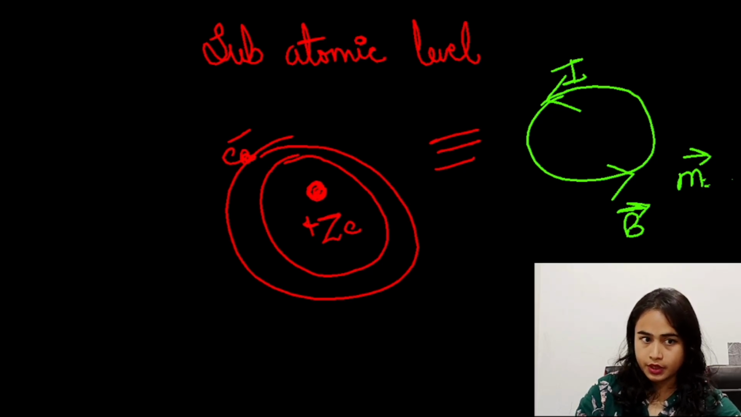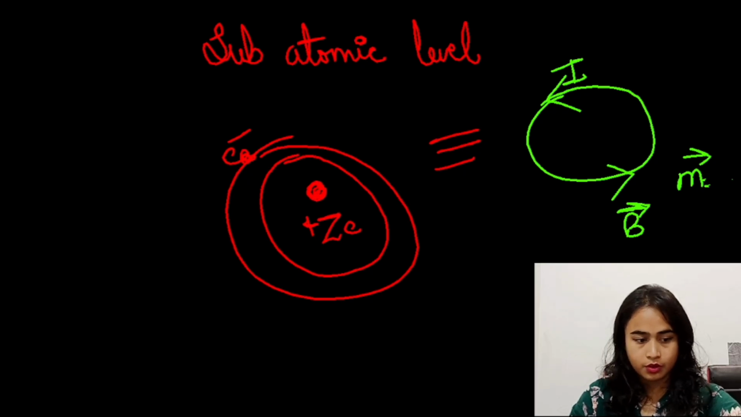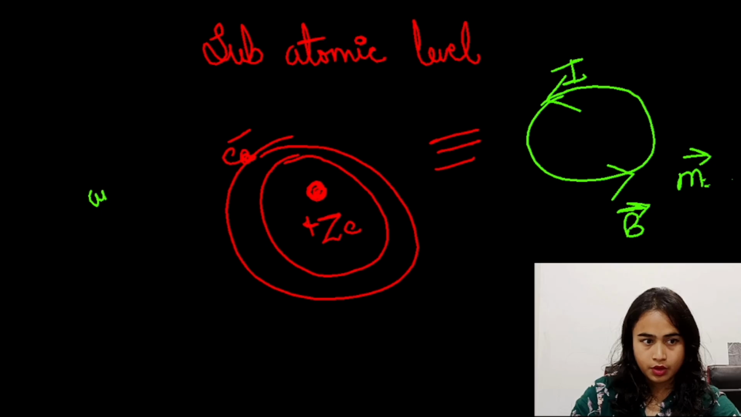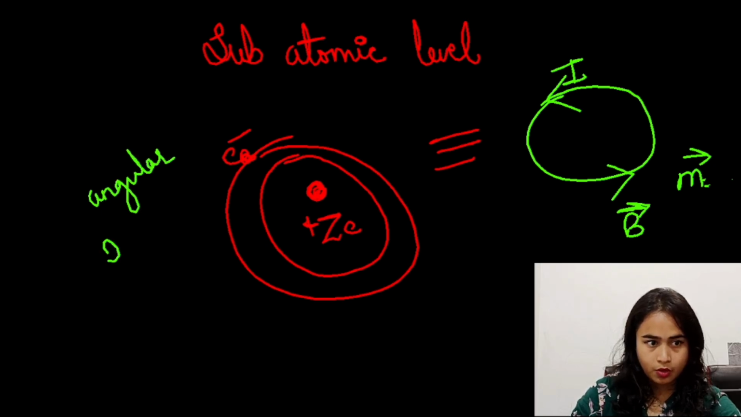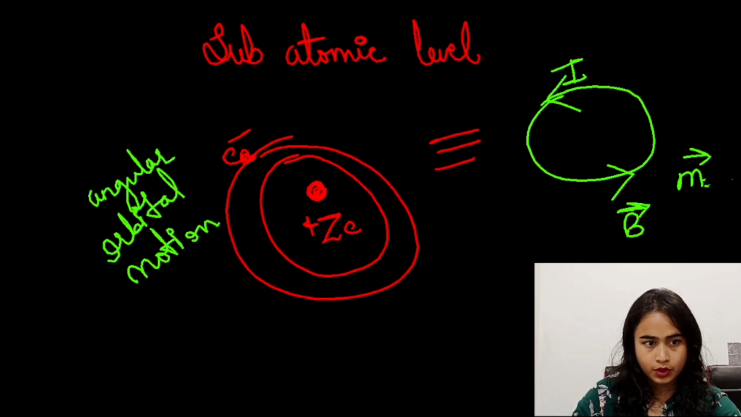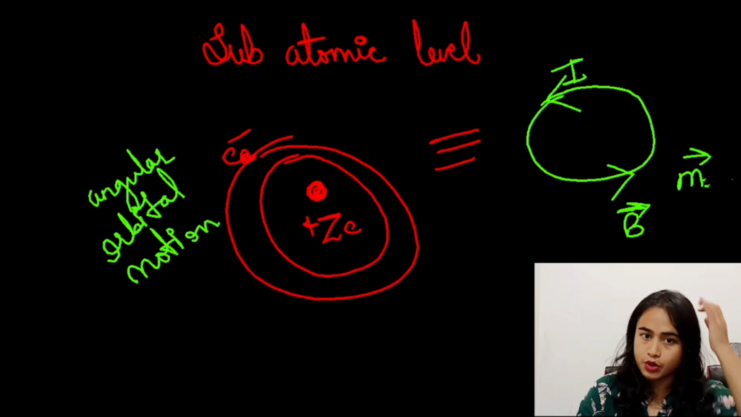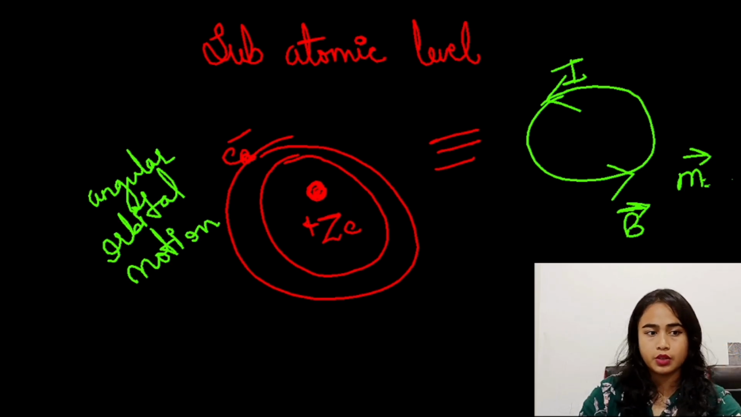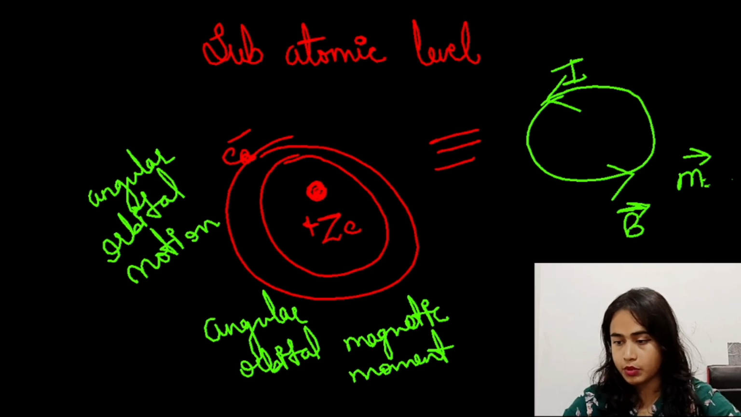So this electron, which has angular orbital motion, is equivalent to a current carrying loop. That's why we can say this electron will have an orbital magnetic moment.